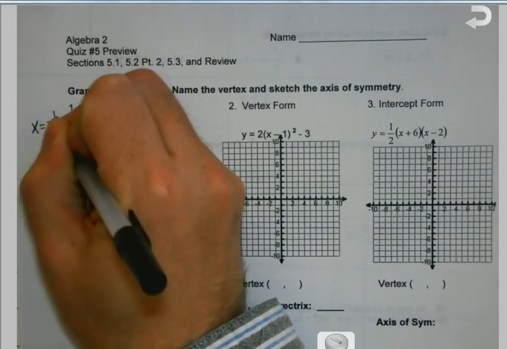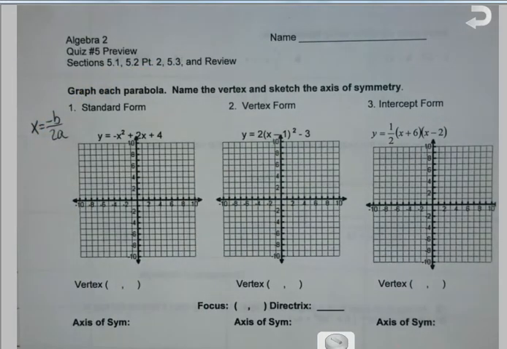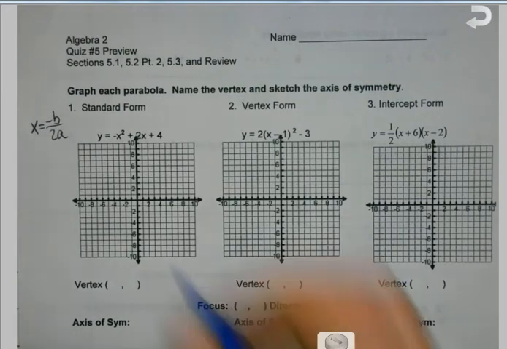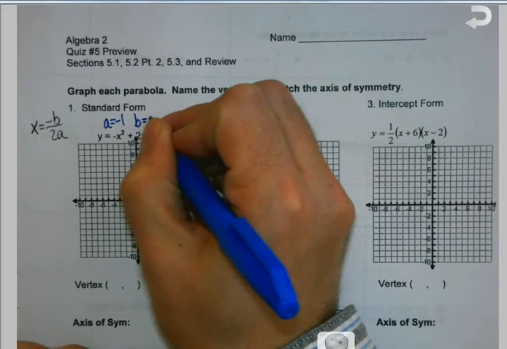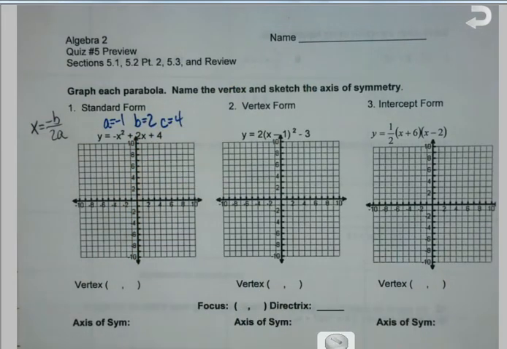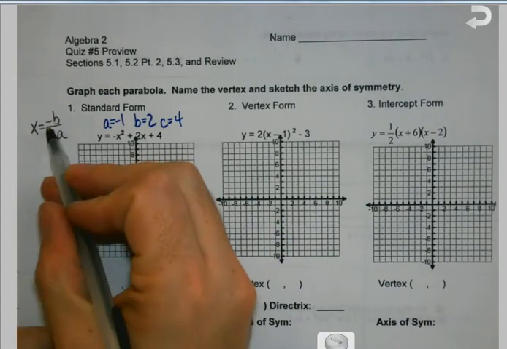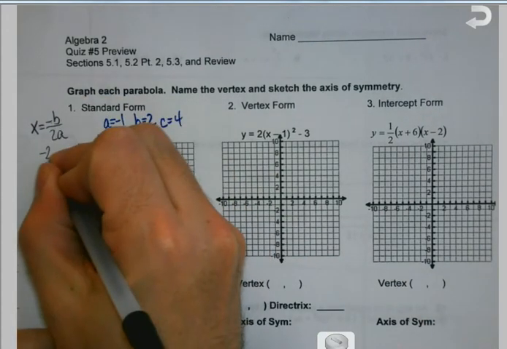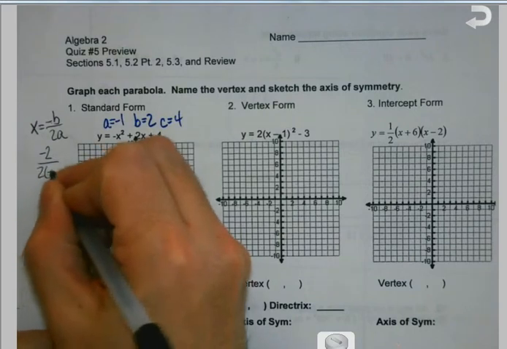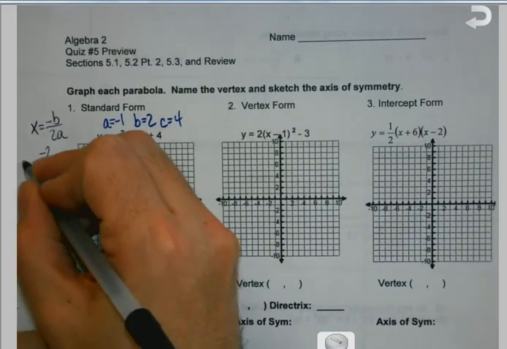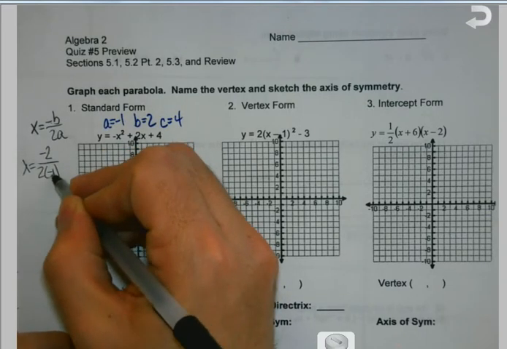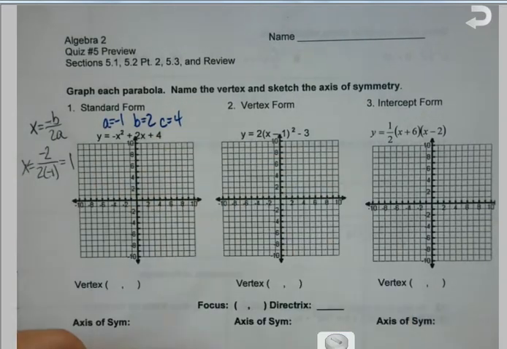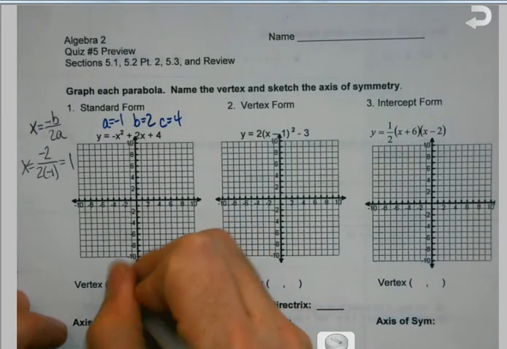So when I'm working with a vertex in standard form, to find the x value of my vertex, it's negative b over 2a. Now again, to do that, I need to know what my a and b values are going to be. And so I get those from right here, and I go, okay, so it's negative b, so negative 2 over 2 times a, which would be negative 1. So my x is negative 2 over negative 2, because that's what 2 times negative 1 is, which would make my x value 1.